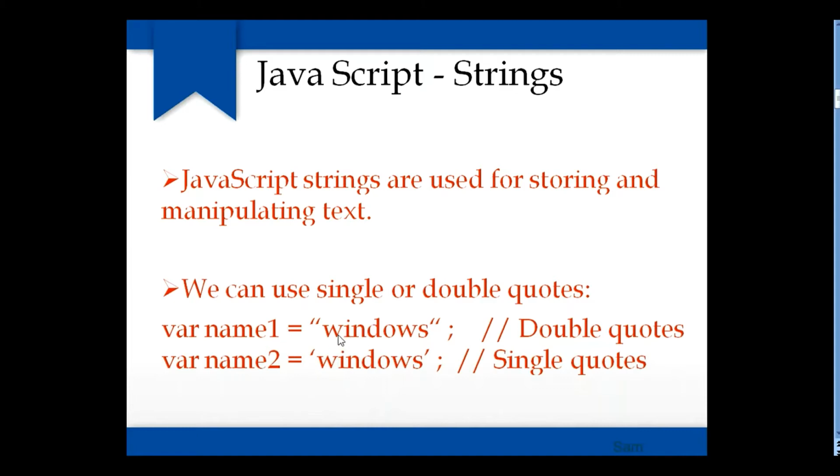Here there are two ways. We can declare a string by using double quotations, or you can use single quotations. Both are valid in JavaScript. In some languages they accept only double quotations with strings, but in JavaScript we can also use single quotation for a string.